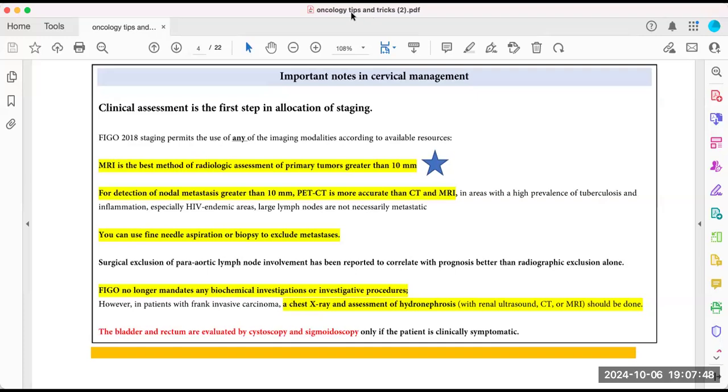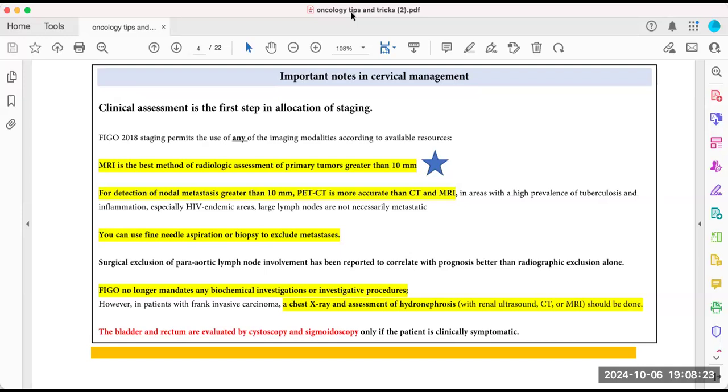And nowadays, FIGO no longer mandates any biochemical investigation or investigation procedure. For example, if a patient had cervical cancer in the old days, we used to say we will go for examination under anesthesia, we will perform a sigmoidoscopy, a colonoscopy, a cystoscopy, correct? But nowadays, they only say that we would do this for a patient who has symptoms or a complication.